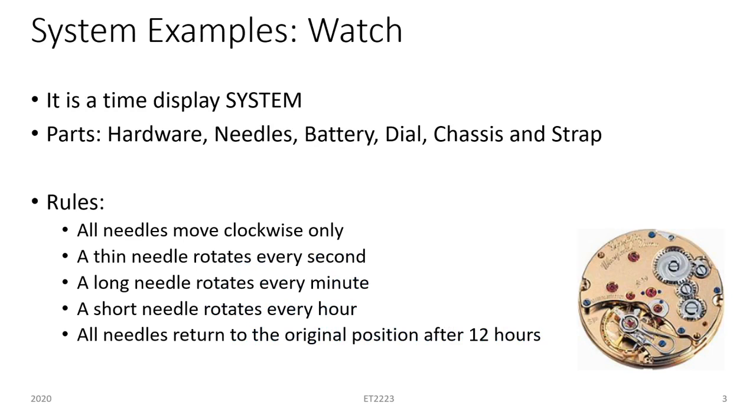A simpler example to understand a system could be a watch or a clock. If we take that as a system, it has a purpose. The purpose of such a system would be displaying the time. So displaying the time is the purpose of the system.